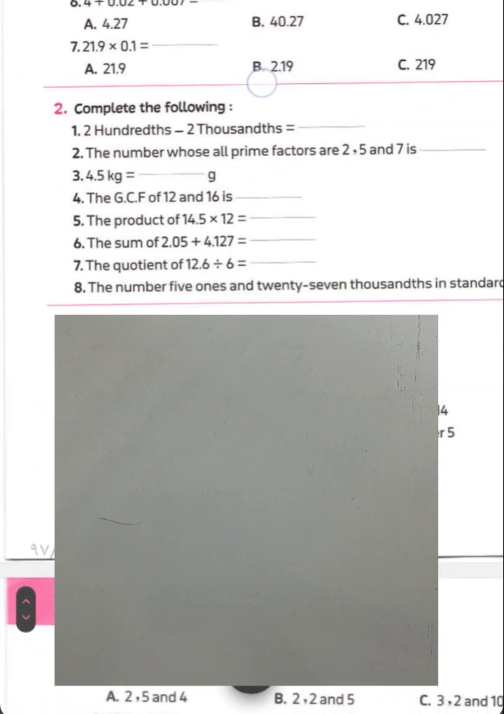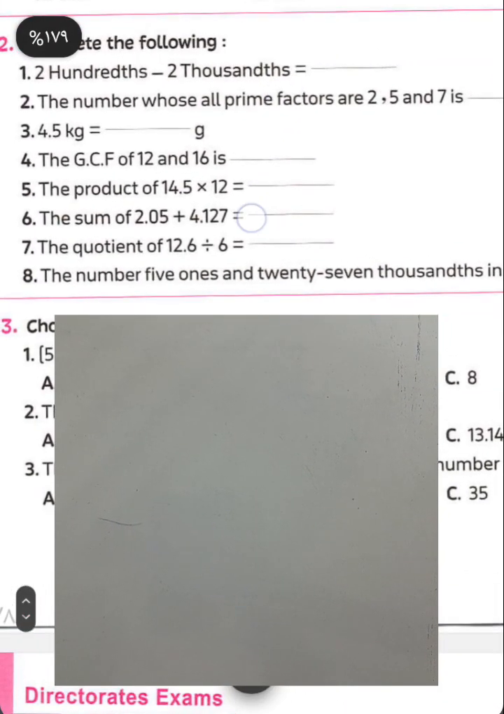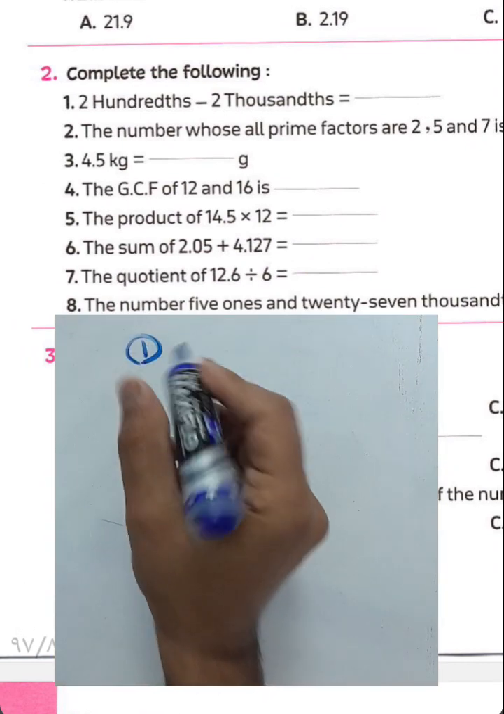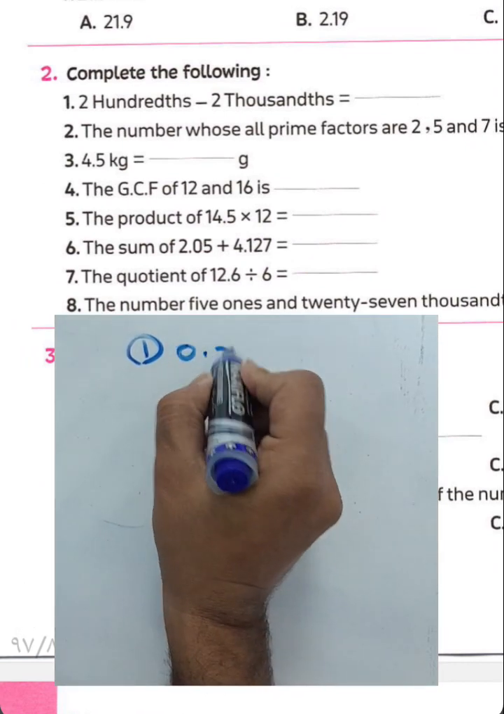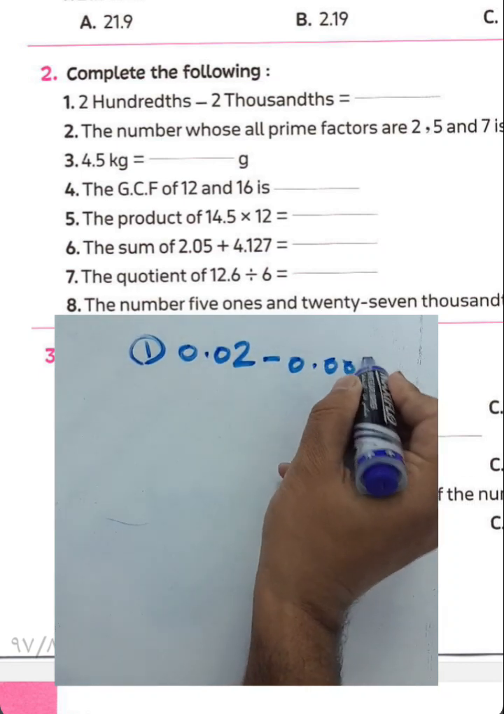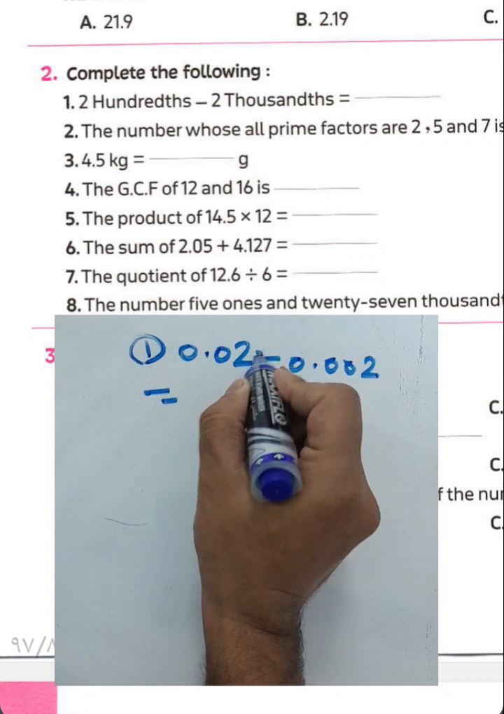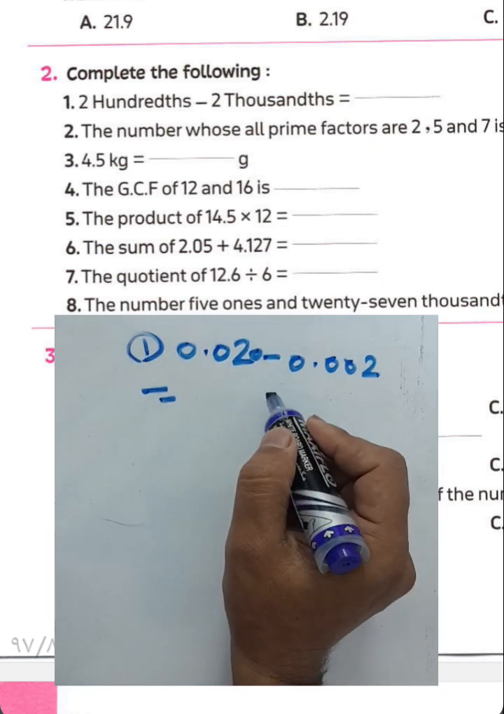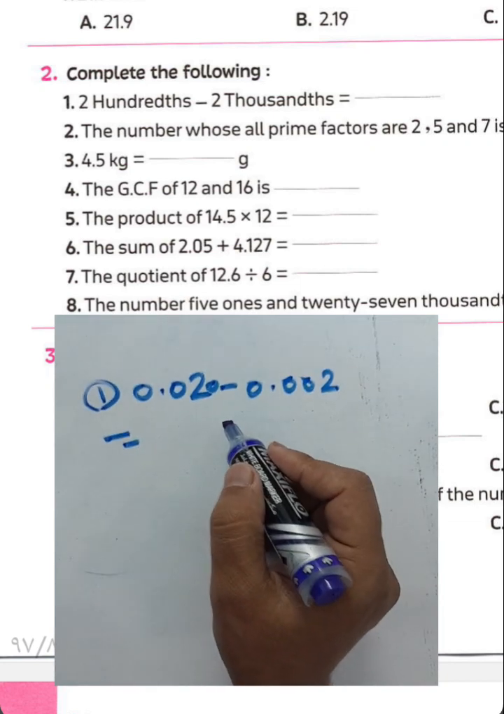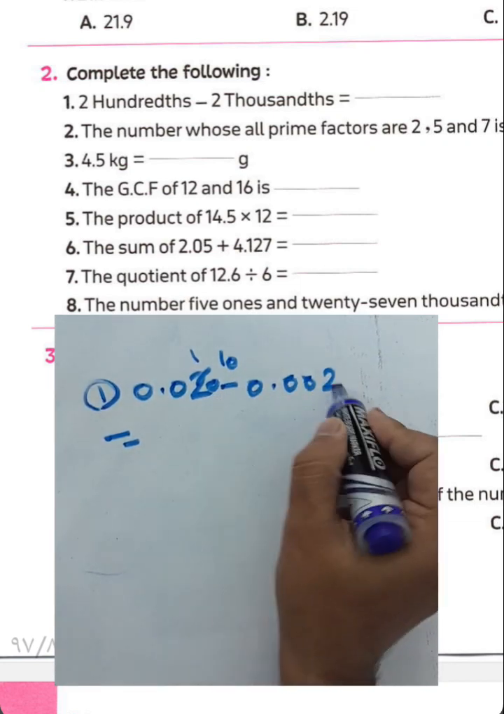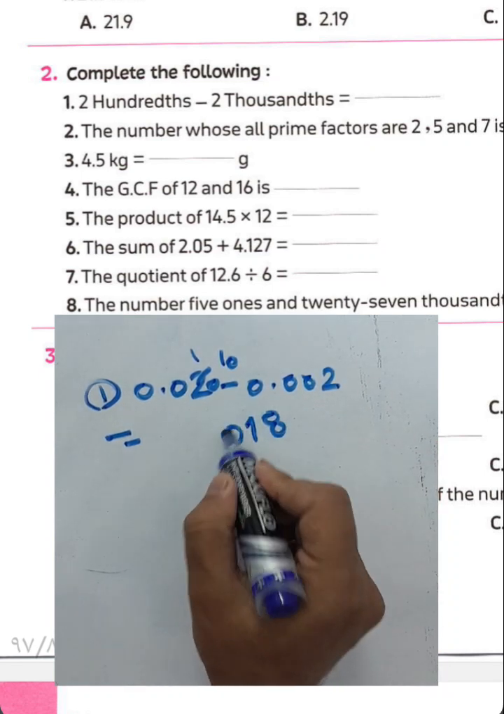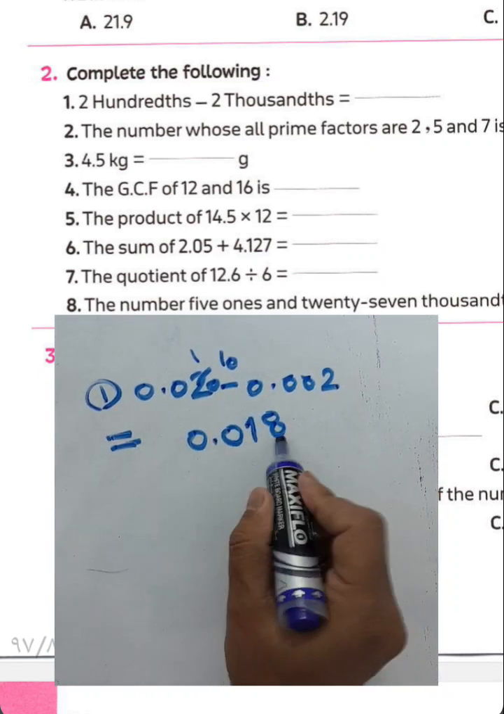Question number 2, complete the following. Number 1. 200 thousandths subtract 2000 thousandths... put 0 here, 0 minus 2 we can't do it, borrow 1 from this number 2 will be 1, 10, 10 minus 2 equals 8, 1 minus 0 equals 1, 0 minus 0 equals 0, the result will be 18,000ths.